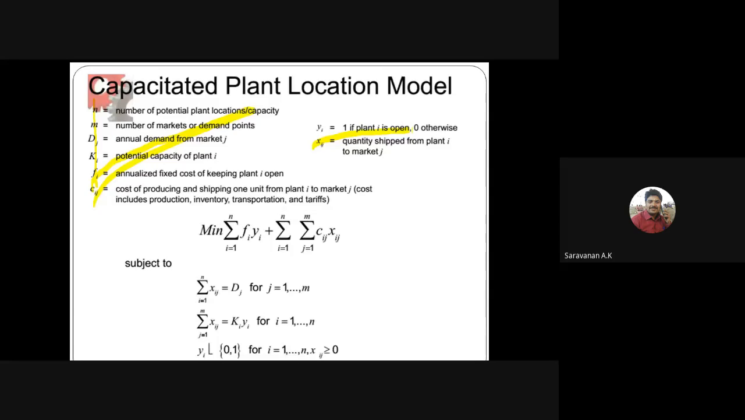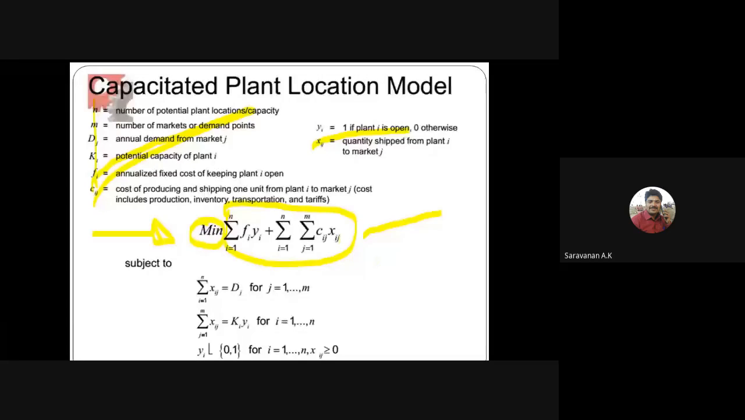Here I can take an objective function, and I mention minimize. I have to minimize the cost. It is a mixed integer program, and in this program we have to minimize the cost. Here these two are the costs.